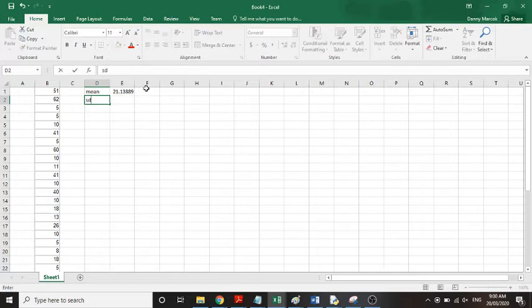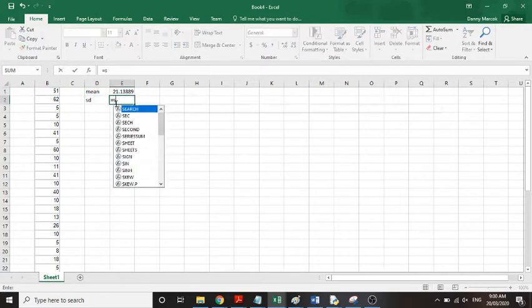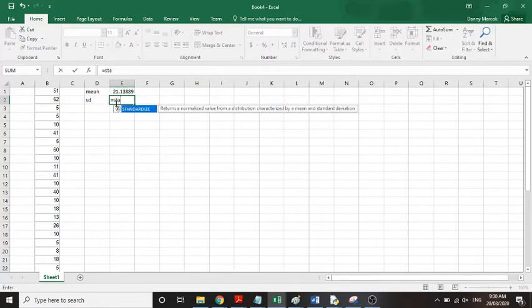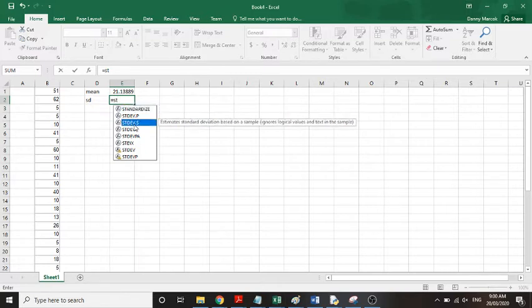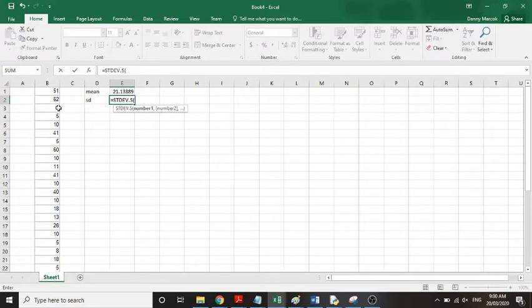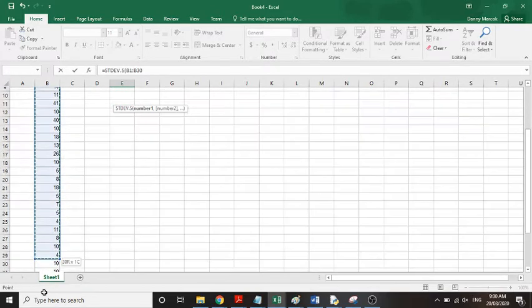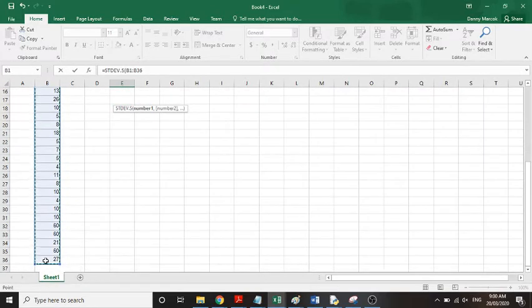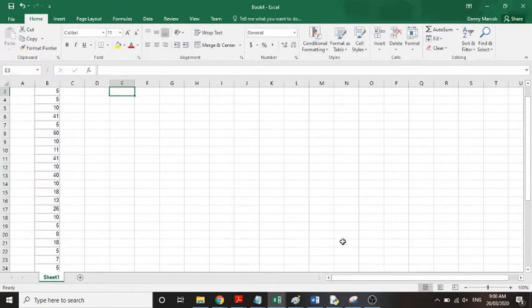And then I'm going to write SD for standard deviation, and I'm going to write equals stand. We're going to do the standard deviation of the sample, because we're not doing the whole population, we're just doing the sample. So if I double click that, there it is. Then I'm going to select the numbers again and close that. So our standard deviation is 19.84. So our mean is 21, and our standard deviation is 19.84.